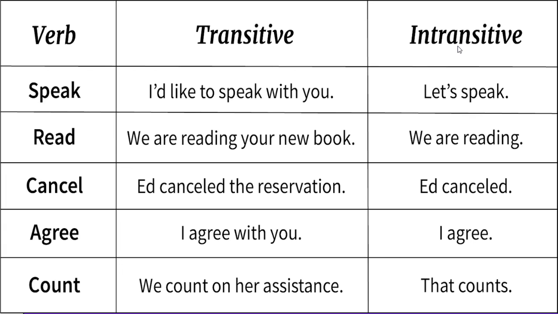We count on her assistance. In this sentence, count becomes the transitive verb and assistance becomes the object as the action of counting acts on assistance. That counts. In this sentence, counts becomes the intransitive verb because of the absence of the object.